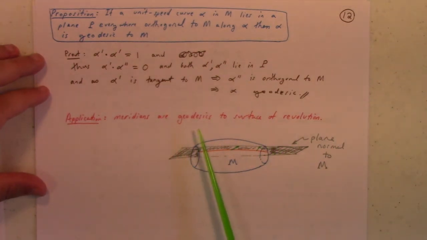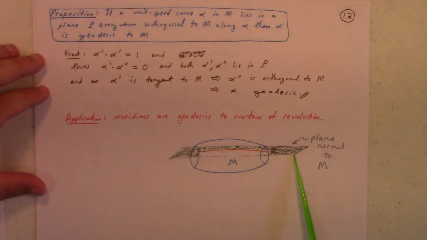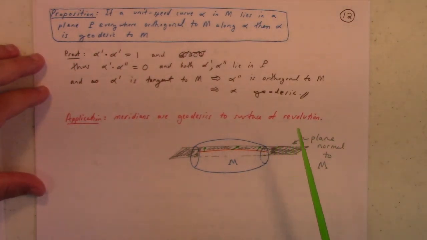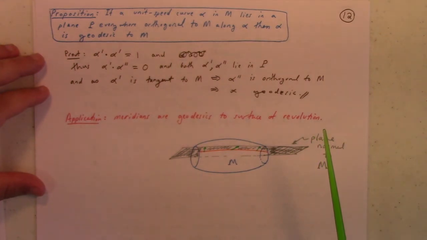Application. The meridians are geodesics of the surface of revolution. If you can imagine this plane going through the axis of the surface of revolution, it cuts the surface of revolution in this little orange curve here. And the unit normals are what? They're everywhere orthogonal to M. Well, of course, the unit normals to M are everywhere orthogonal to M, but what else?